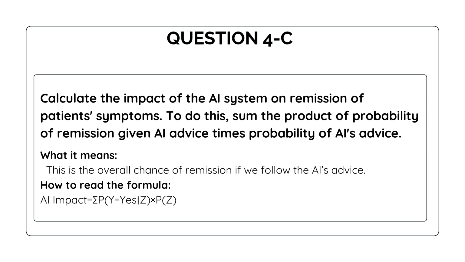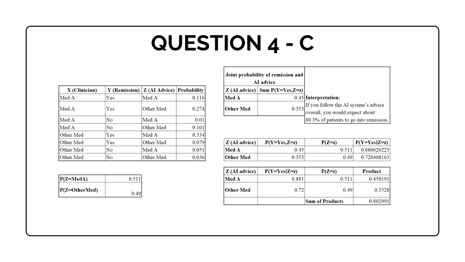In other words, the impact of AI equals probability of remission given AI advice multiplied by how often that advice is given and then summed across all advice types. This calculation would give us an overall number that shows remission rate if we strictly follow the advice AI has given us. Here's the calculation for part C, and here's how we do it.